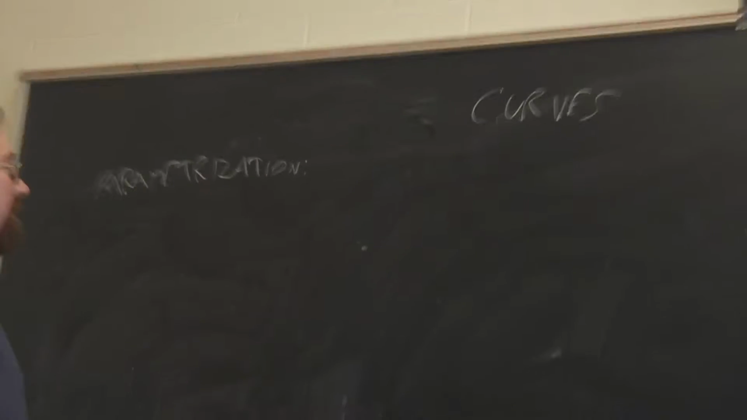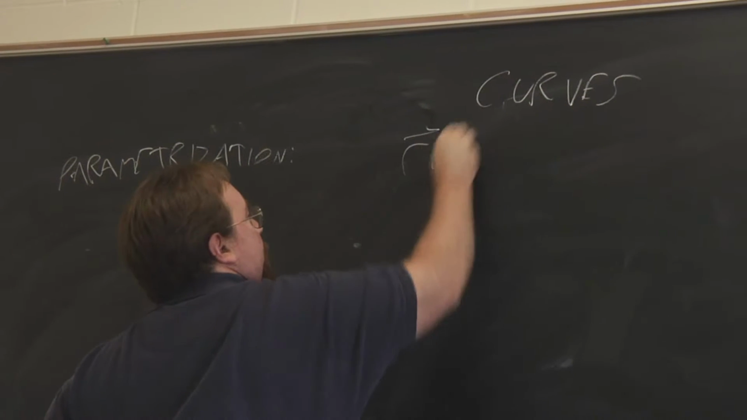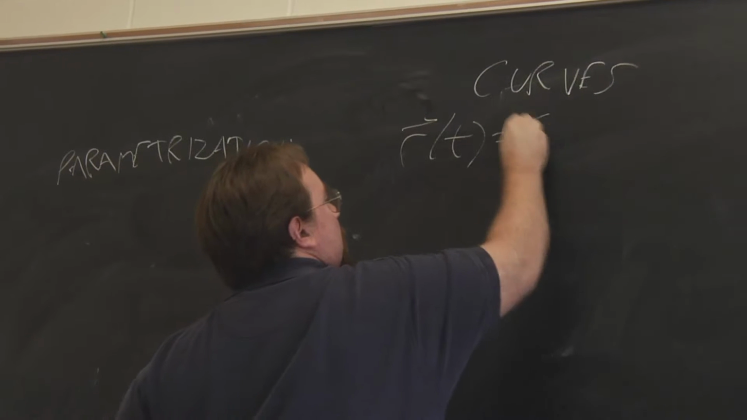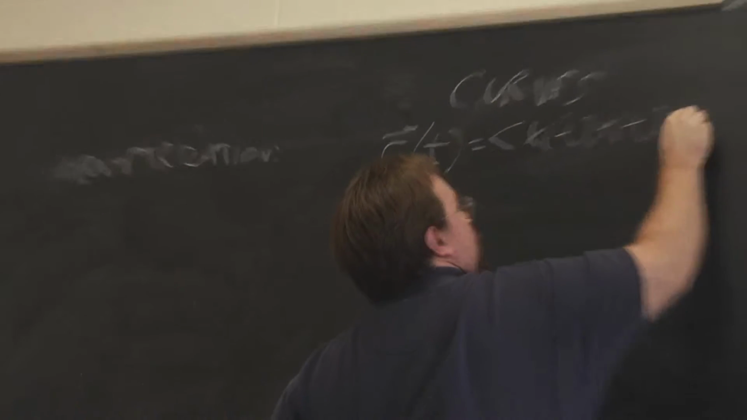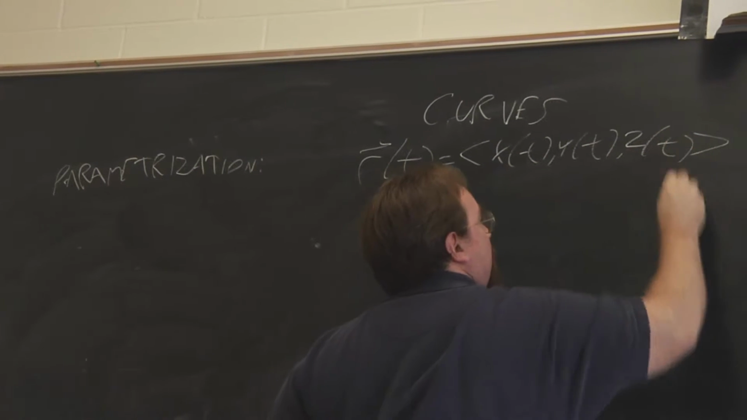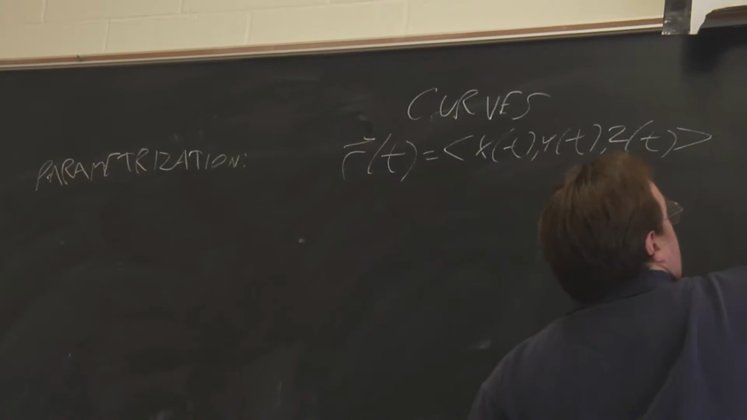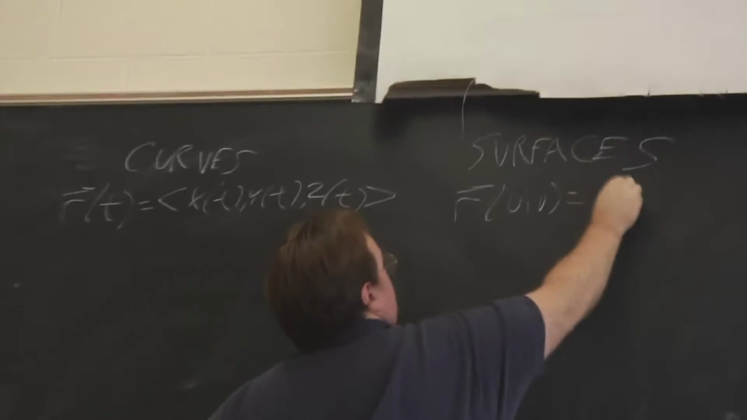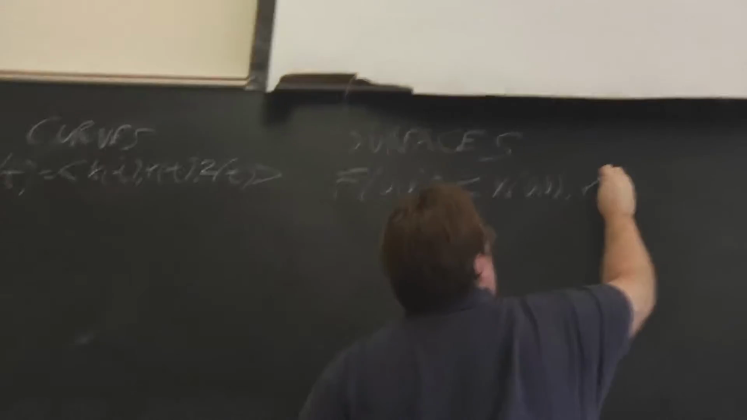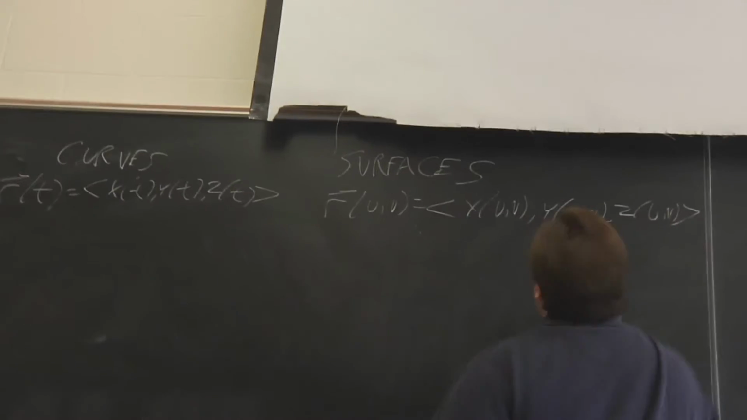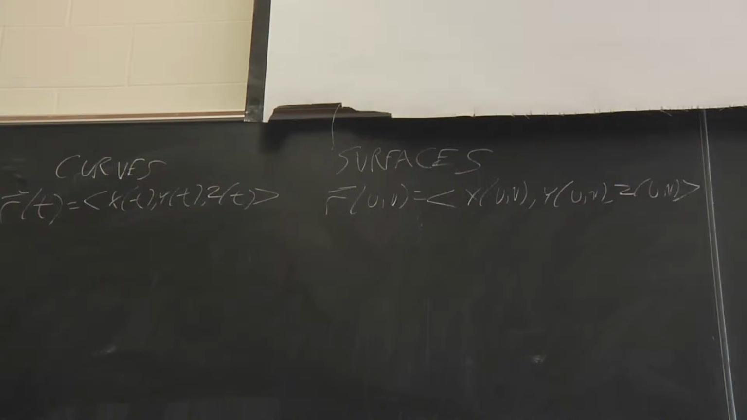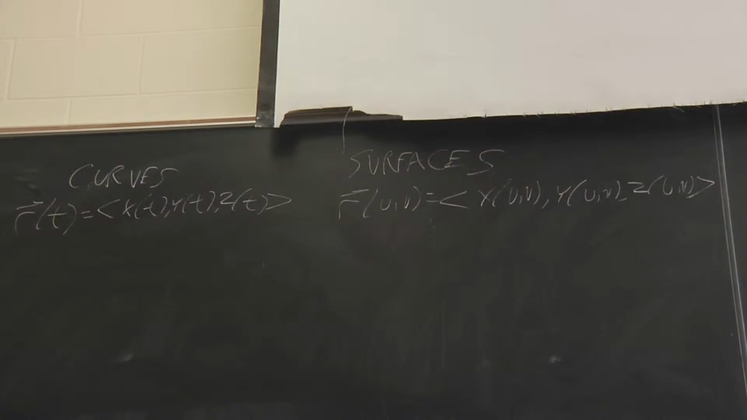With curves, we have a parameterization, a vector valued function of a single variable. And we'll assume that all these curves, even the curves, are in 3D. But here we have two parameters, of course, for a surface.